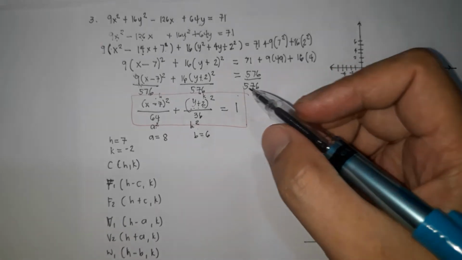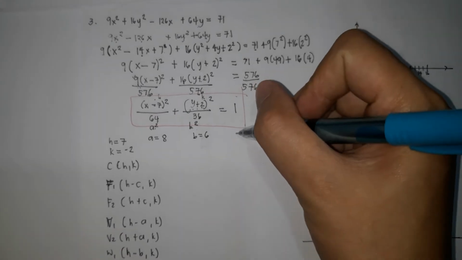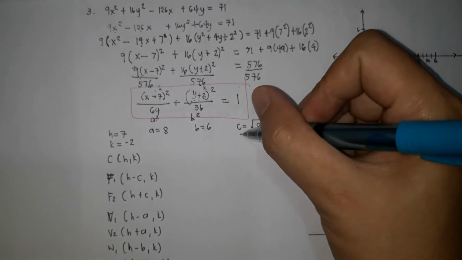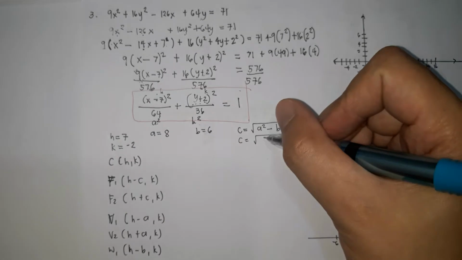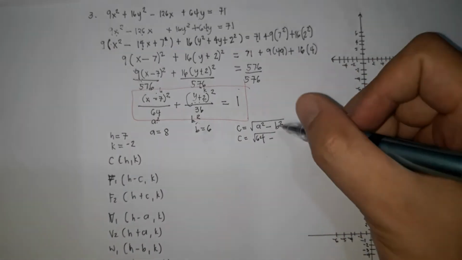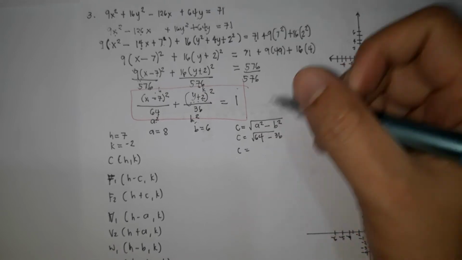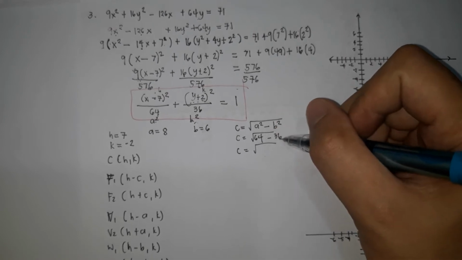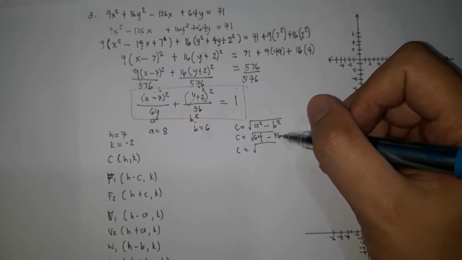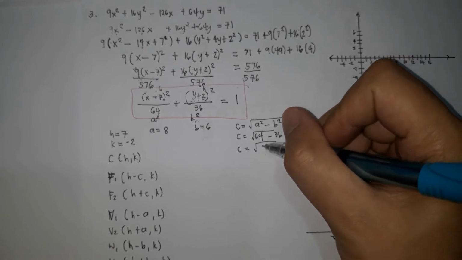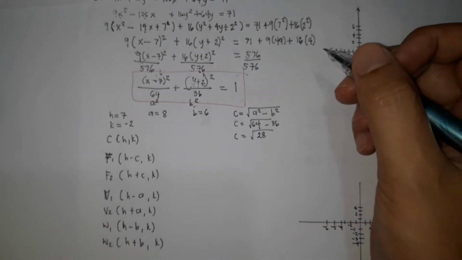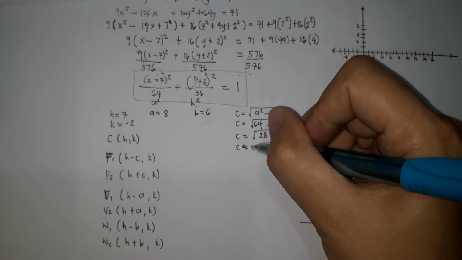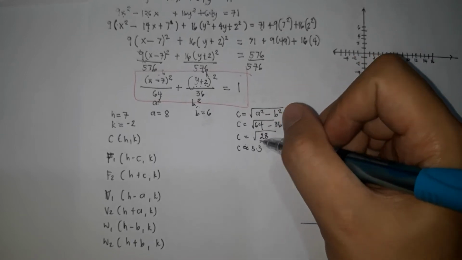6 times 6 is 36. So, let's identify C. C is equal to the square root of A squared minus B squared. What is A squared? 64 minus B squared, 36. C now is equal to, when you subtract them, the answer is 28. Am I right? Yes, 28. The square root of 28 in the calculator is approximately equal to 5.3.